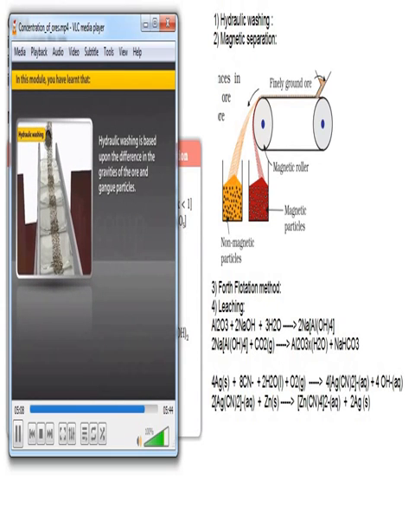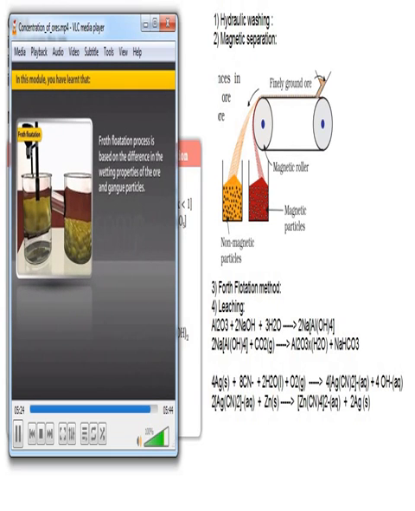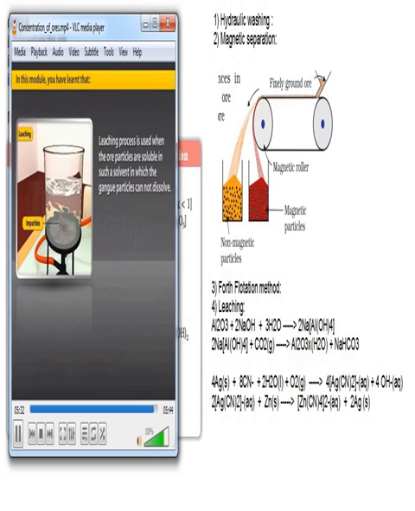Hydraulic washing is based upon the difference in the gravities of the ore and gangue. Magnetic separation is based on the difference in the magnetic properties of ore and gangue particles. Froth flotation is based on the difference in the wetting properties of the ore and gangue particles. The leaching process is used when the ore particles are soluble in a solvent in which the gangue particles cannot dissolve.